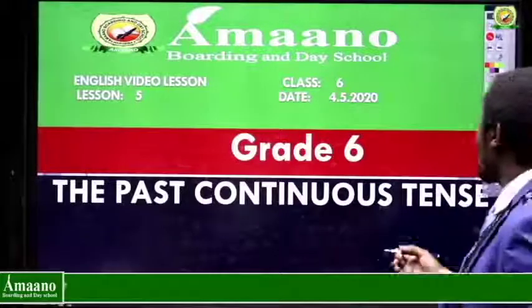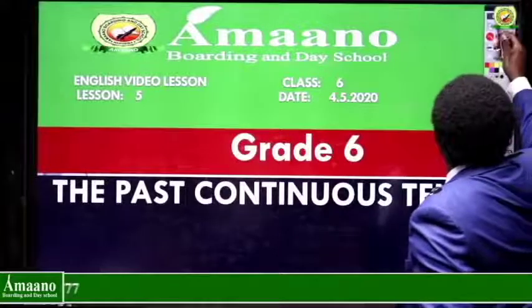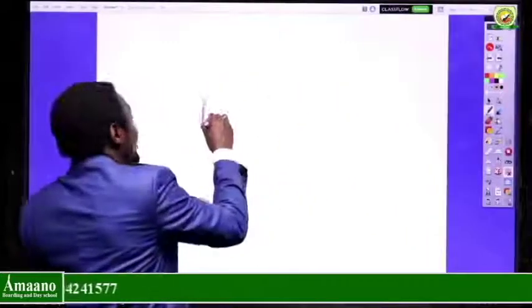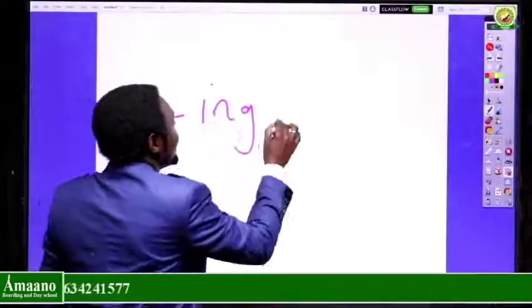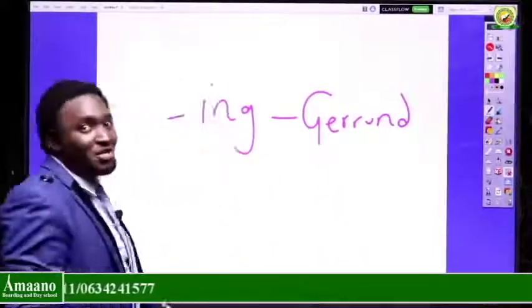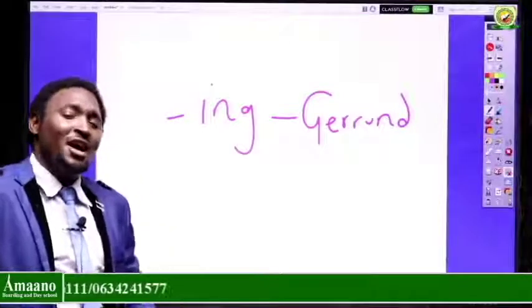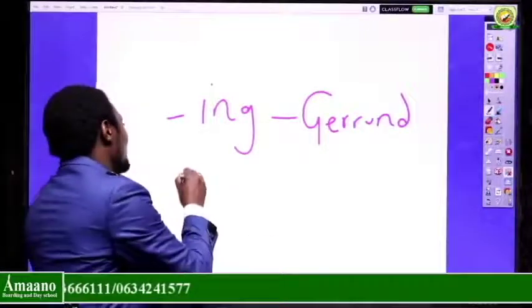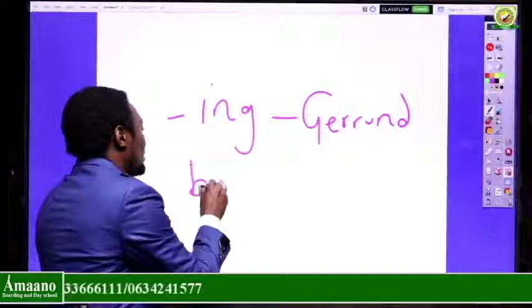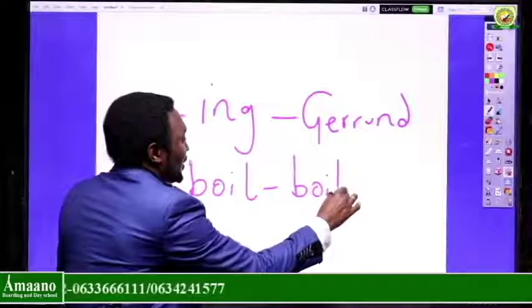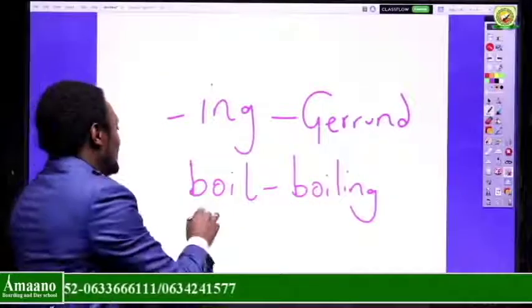Today we are going to learn about the past continuous tense. What do we need to know for us to learn the past continuous tense? We need to learn the ing form of verbs, which is called gerund. The ing form of words is very easy. We started learning this since we were in grade 1. For example, we like the word boil. We were told to make it, but we add ing like that. Play, playing.